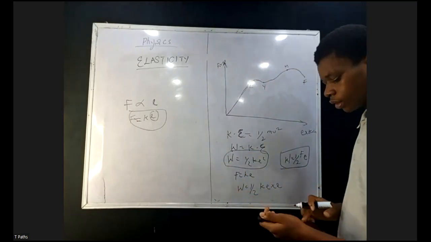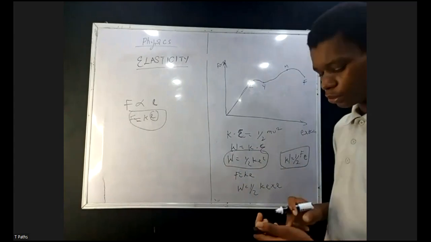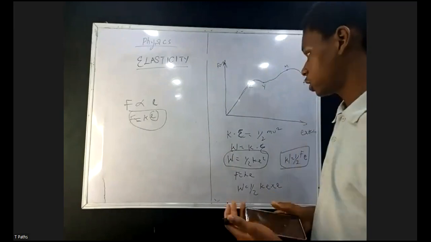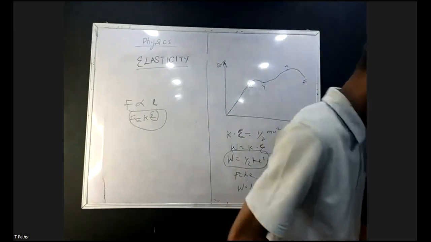So I'll be taking an example. The example says calculate the work done on an elastic spring. All right, I'm trying to make this fast so we can cover as much as possible.